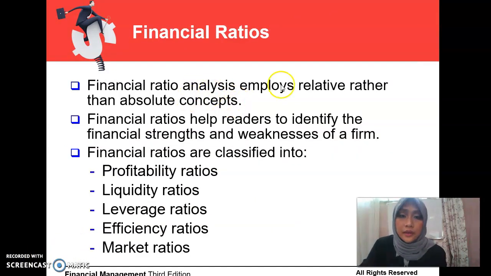Okay, financial ratio analysis is a relative rather than absolute concept, meaning to say that financial ratio depends on your financial statement, so you have to calculate the financial ratio rather than just rely on the theory. Financial ratio helps readers to identify the financial strength and weakness of a firm. It is because after you calculate, you can determine whether the firm has enough liquidity or its profitability has reached the maximum point. Financial ratios are classified into profitability, liquidity, leverage, efficiency ratio, and also market ratio.